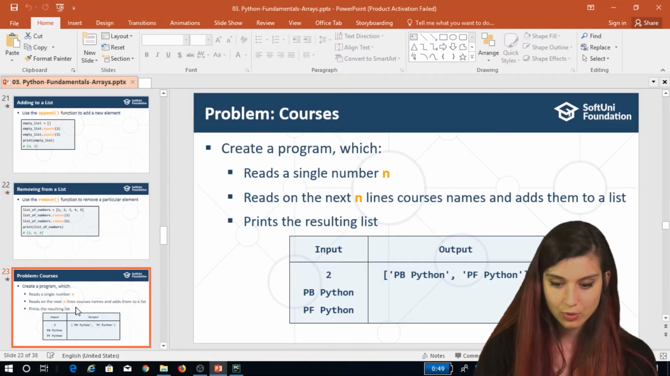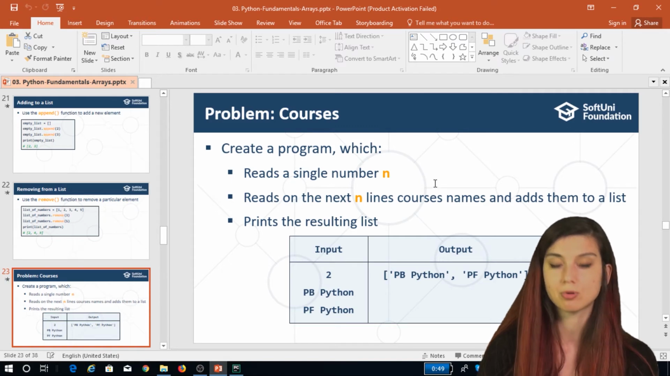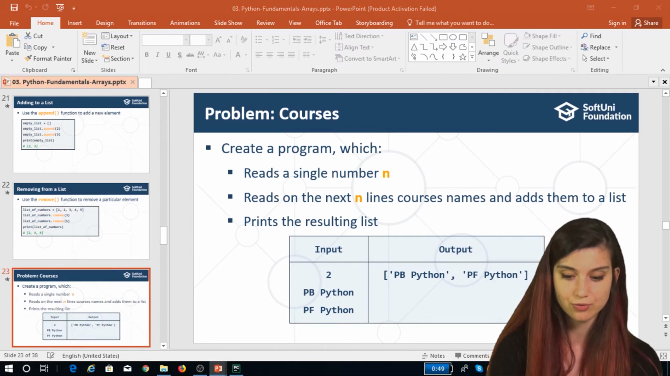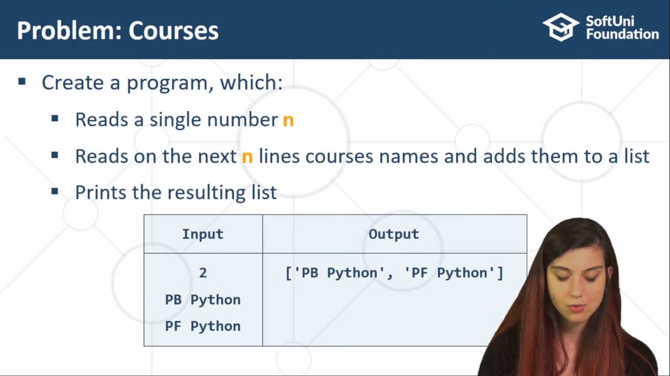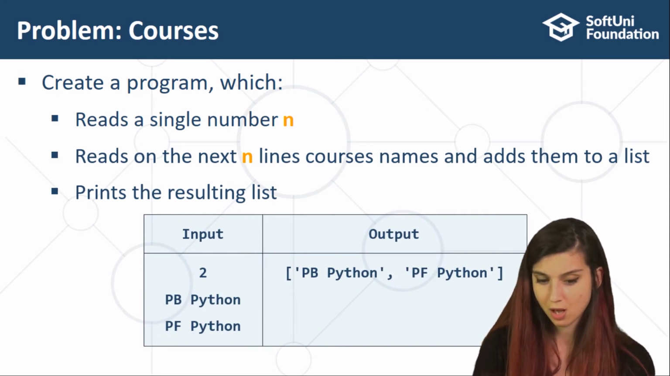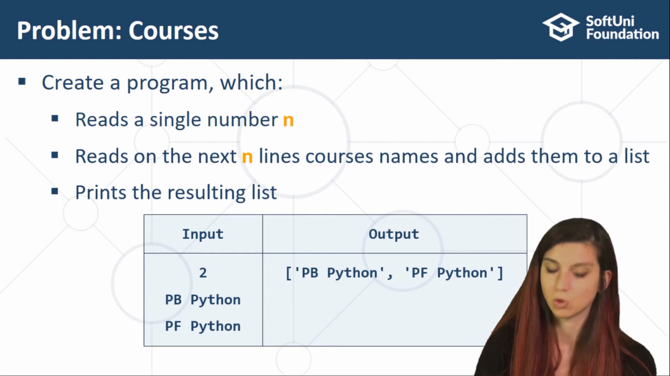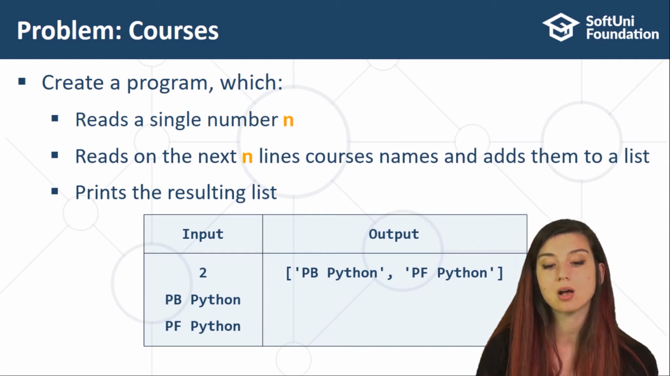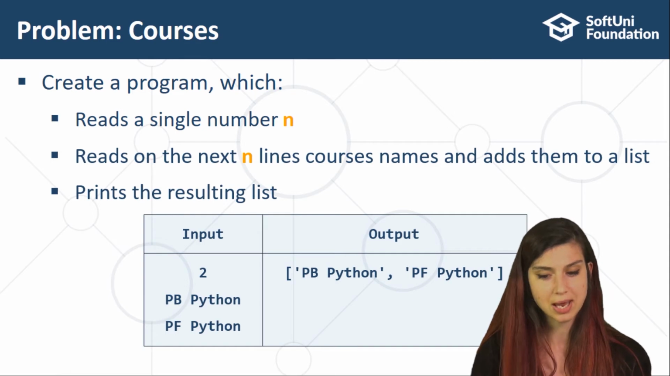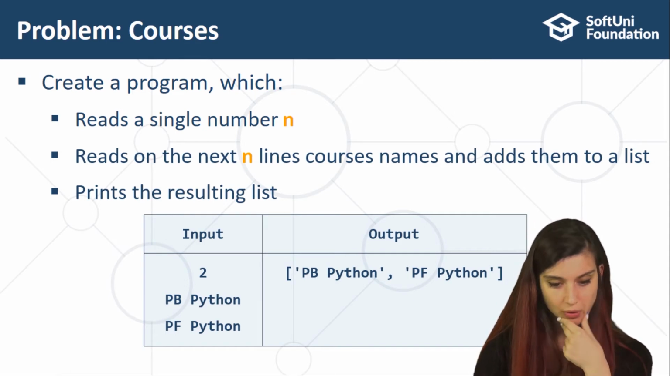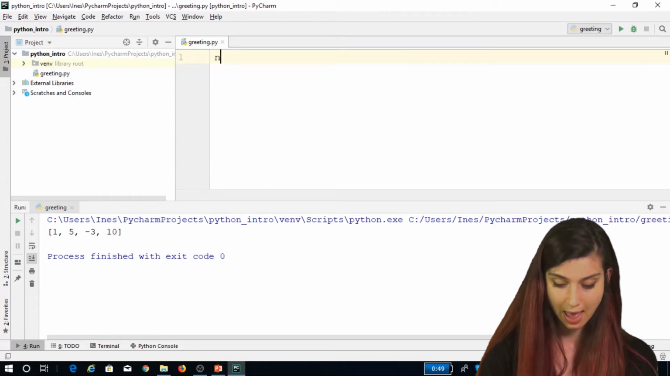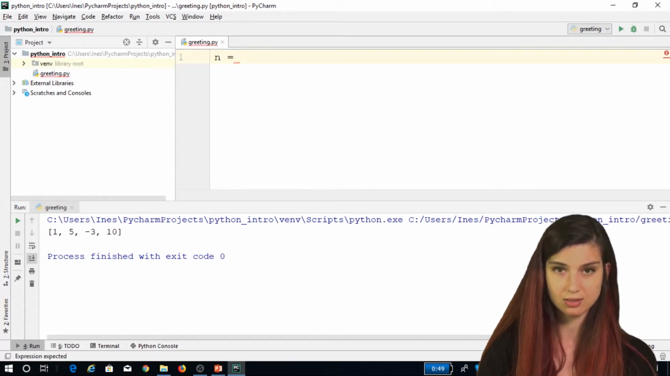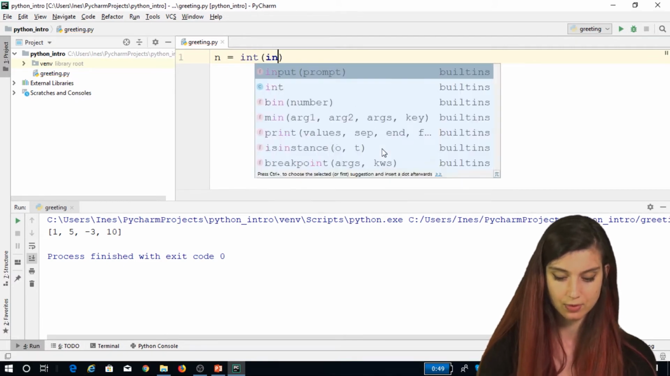And right now we can see that here we have a problem, a courses problem. Here we receive from the console a single number called n. We have to read the next n lines of course names and add them to a list. Okay, and after that we should print the list. Let's do that. We know that we will receive n from the console, but n is a number, right? So I have to parse it to int from input.